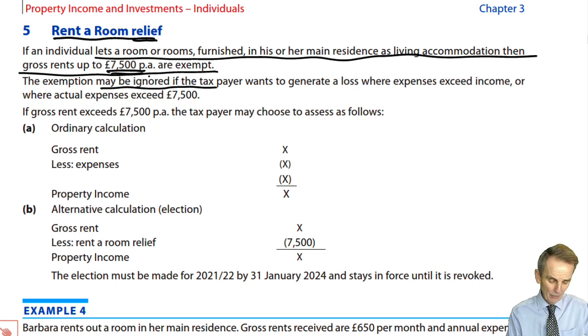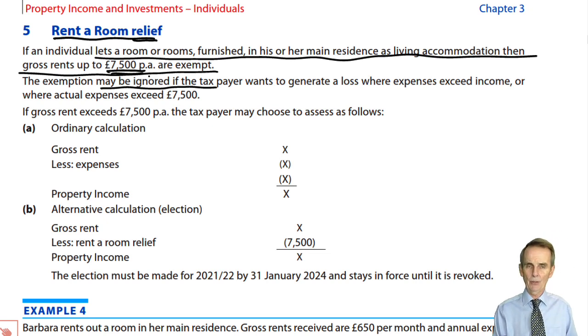But what you're able to do is, if you choose, you can ignore. The exemption may be ignored. Now, why would you want to ignore an exemption of £7,500? Remember what it's doing. It's taking either your £6,000 or your £8,000 and reducing it by the relevant exemption. £6,000 of rental income is less than 7.5, so it's fully exempt. £8,000 of rental income, then we take the full exemption of £7,500.